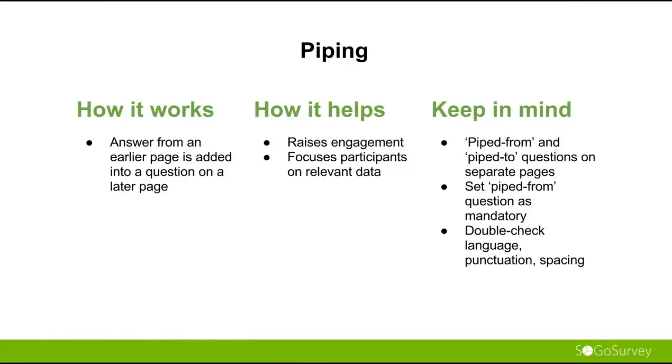The final reminder on this feature is to double check the spacing, the language, to make sure the flow of your sentence works in that follow-up question. Make sure that you have enough space between punctuation, commas, whatever it is that you're using, so that it looks like a normal part of the follow-up sentence. So that's the first one, piping, a really great feature to have, again, for engagement and improving the quality of your data.